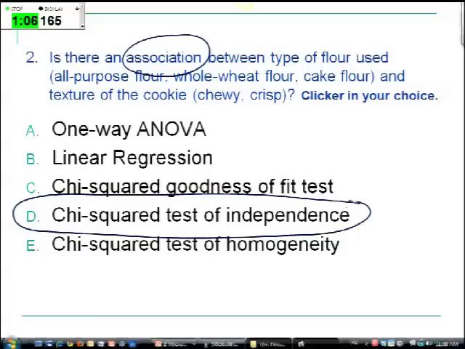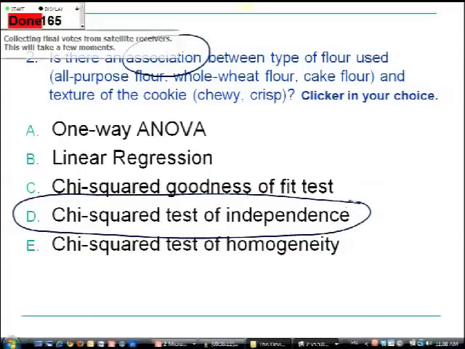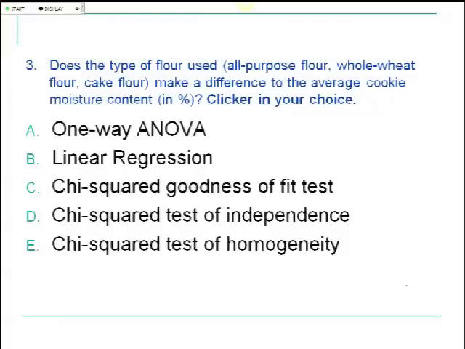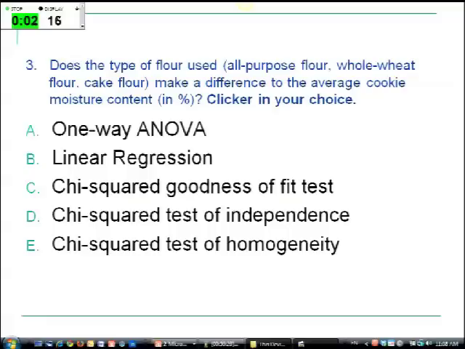And our final one. How about the type of flour being used again? Does it make a difference in terms of the average moisture content of our cookies? So we've got these 3 types of flour. We're going to make cookies with each type. We're going to measure the percent moisture content for each of those cookies of each of those types. So I have the all-purpose flour, and here's some cookies made that way with their percent moisture content. Next type of flour. Wanting to know if it makes a difference to the average moisture content.